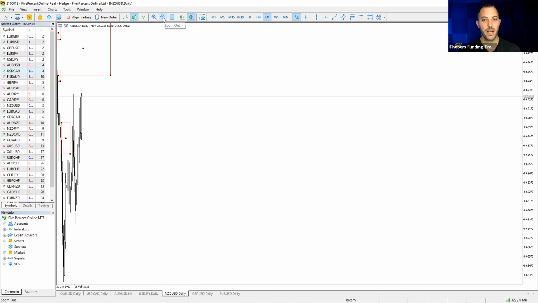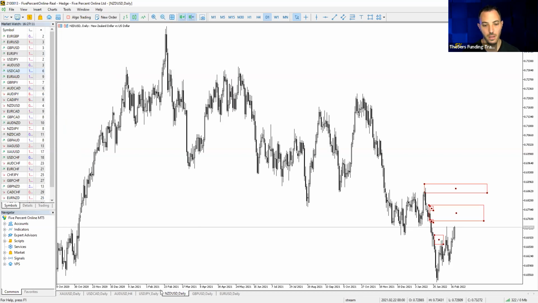So I would mark my areas on the dailies and then get confirmation on the hourlies. And then if I want to do some intraday trading, I would look for a price behavior or price pattern in a smaller time frame, in the 15 or 5-minute chart, to get confirmation and a trigger for my trades. That's how I approach it.